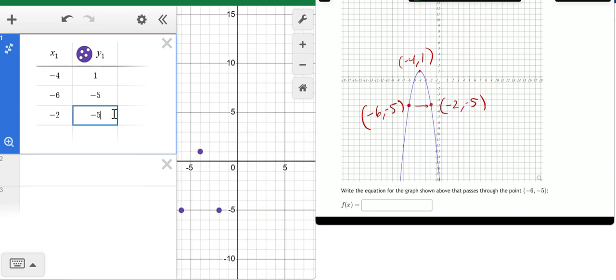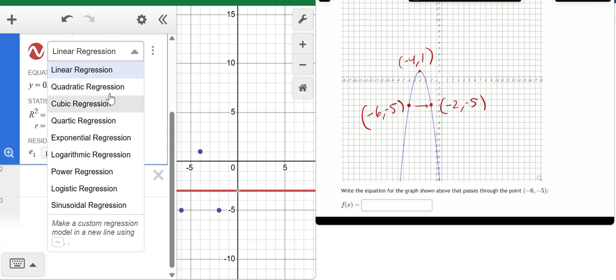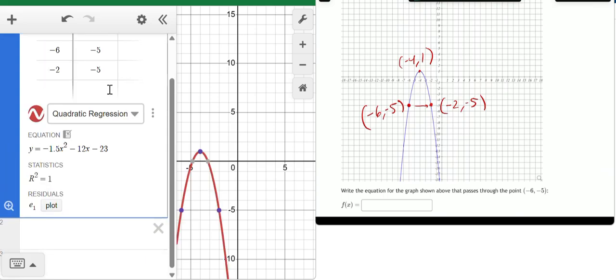Okay? And so what happens here is when I click this button, this little icon again shows up. It'll show up on the SAT as well. When you click that, it will add the equation. You choose what form of equation. We're looking at quadratic. And once you do that, it gives you the equation right here. So your answer is 1.5, which is 3/2, x squared minus 12x minus 23. Okay, so that gives you your answer.